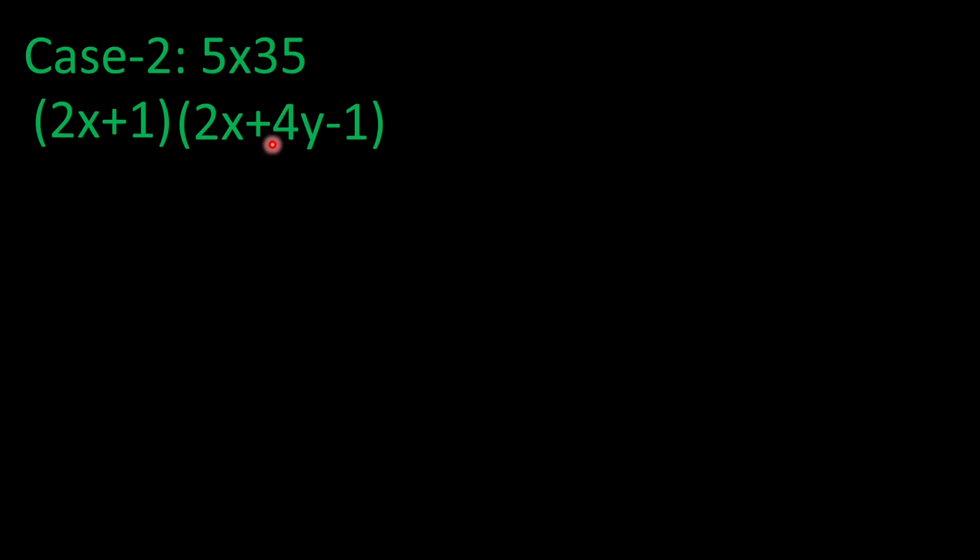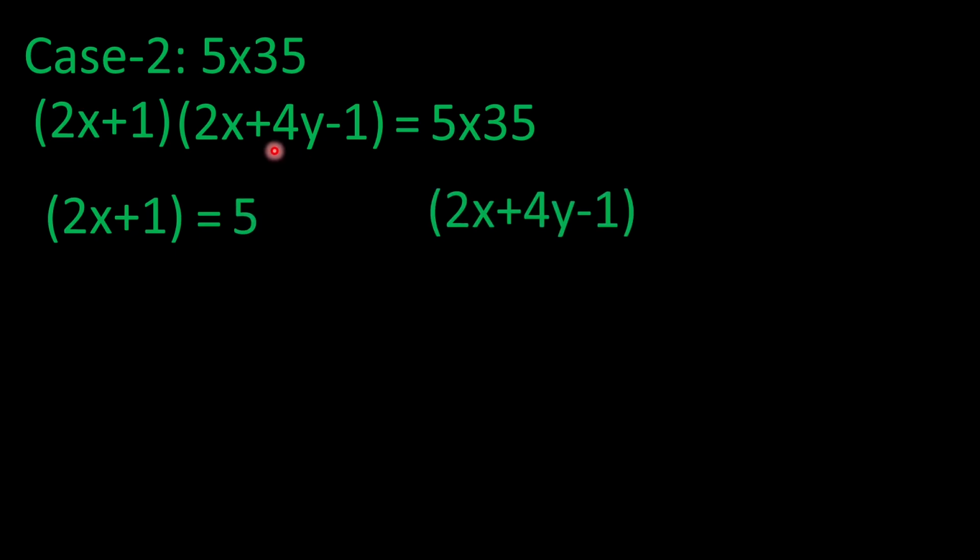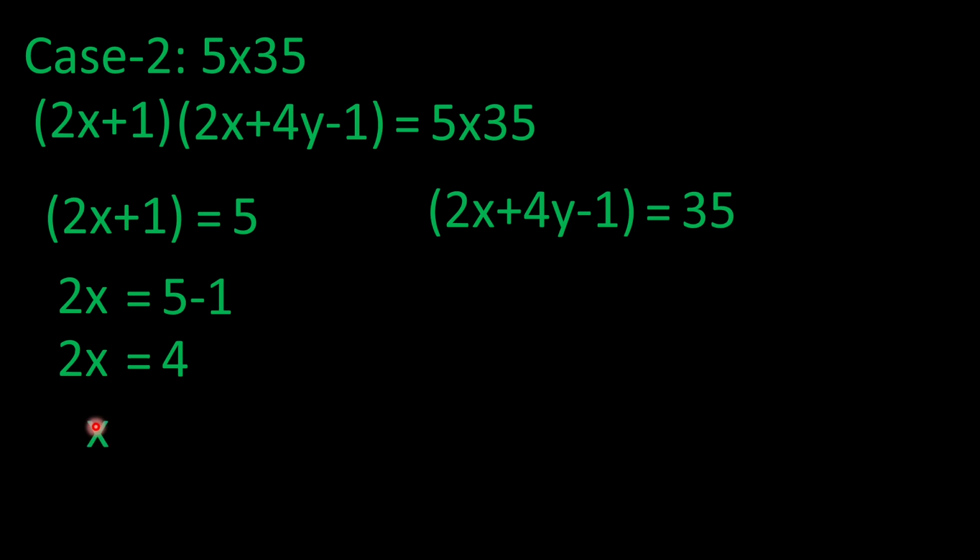So in case 2, these are factors of 175. So we can write our equation as 2x plus 1 times 2x plus 4y minus 1 equals 5 times 35. And now this 2x plus 1 equals 5, and similarly, this 2x plus 4y minus 1 equals 35. And 2x plus 1 equals 5 means that we will shift this plus 1 to the other side of the equation. So our equation will become 2x equals 5 minus 1, and then 2x equals 4, and x equals 2.